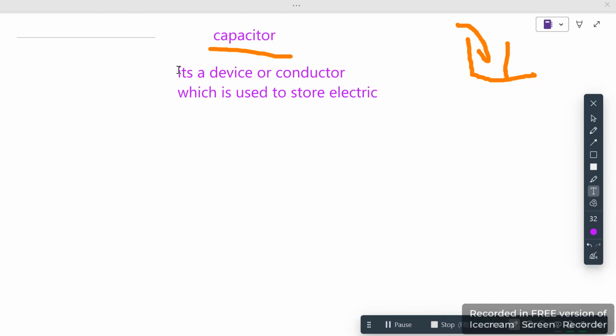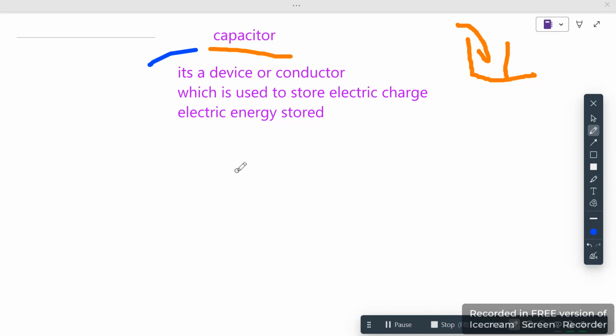If electric charge has been stored, this means there would be electric energy. So we can also say that the electric energy is stored in this. Okay, then I am sure that you get the concept of the capacitor. This is simply an electronic component, or a device, or a conductor, which is used to store electric charge. I'm sure now it's clear.